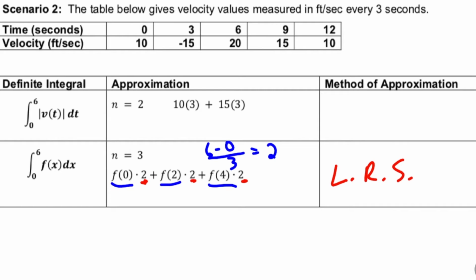Now I skipped over that first one, so I'm going to come back up here. Going from 0 to 6 in this section here, in 2 intervals, so there's 1 and there's 2. This said 10 times 3, so here's 10 times the width of 3. And then the next one was -15, but because of the absolute value, we made it a +15 times the width of 3. So this one is also a left Riemann sum. Hopefully that makes sense to you, what I was explaining there.